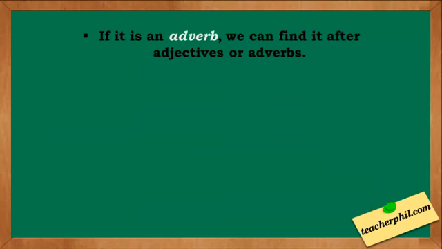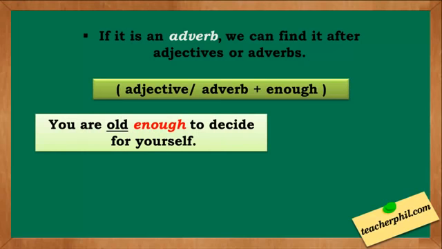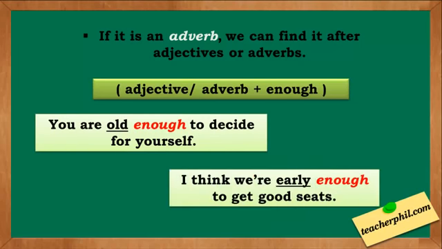If it is an adverb, we can find it after the adjectives or adverbs. So we have adjective or adverb plus enough. Examples: you are old enough to decide for yourself. I think we're early enough to get good seats. Notice that in these sentences, enough comes after the adjective old and the irregular adverb early.